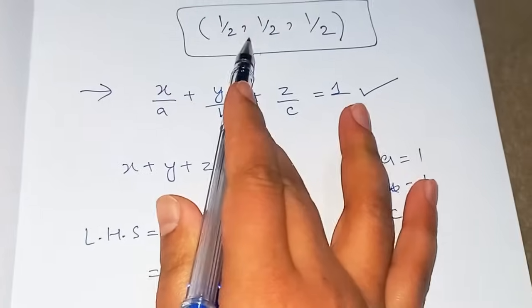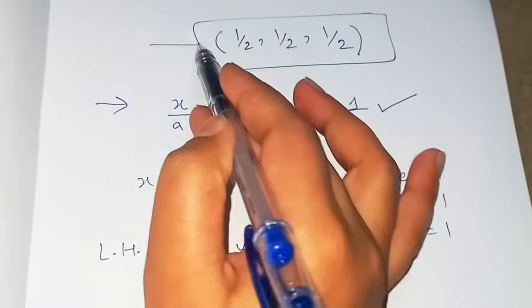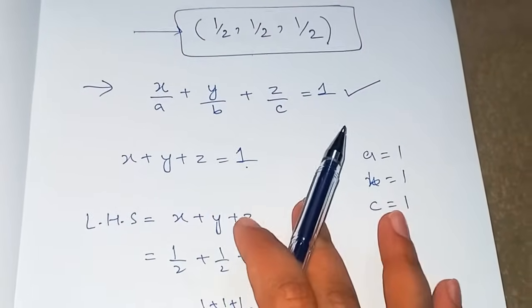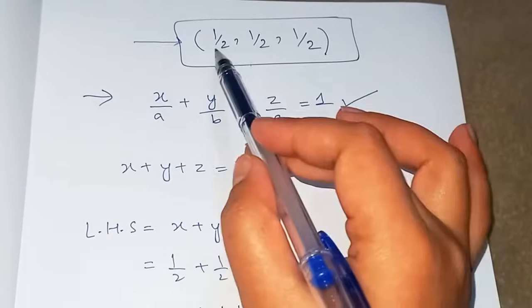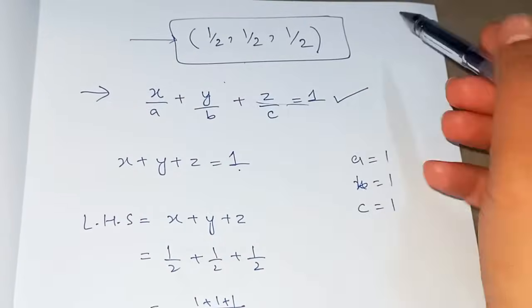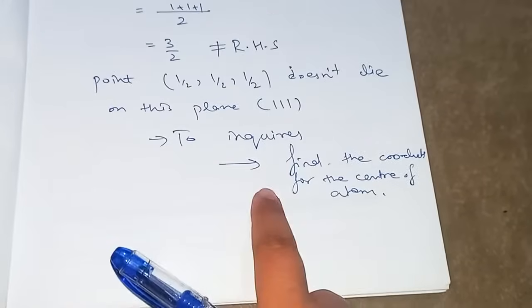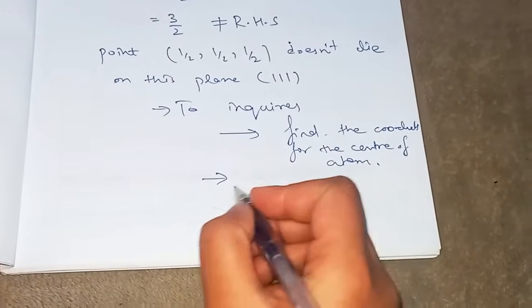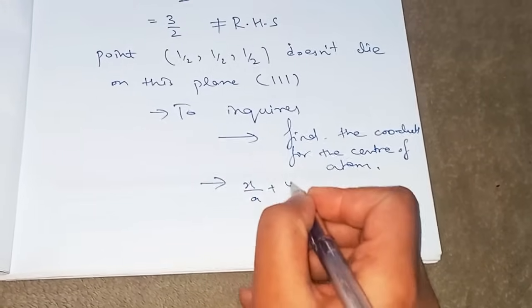And we did the same. We found the coordinate of the center of the atom, which is actually 1/2, 1/2, 1/2. The center of the body centered atom is at exactly the center of the whole cube. That is why we chose this. So first of all, you have to find out the coordinates for the center of the atom, and then you have to use this equation of planes.